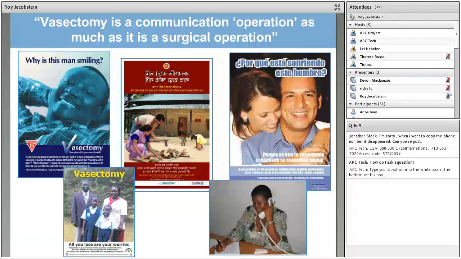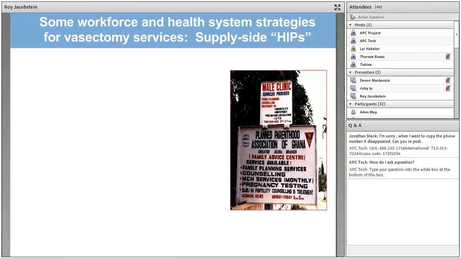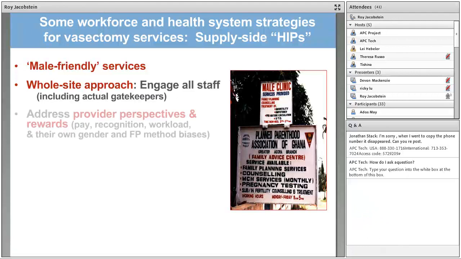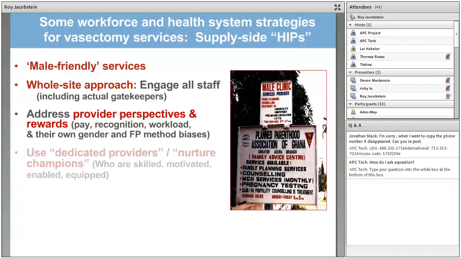I believe that the main focus needs to be on demand, but of course holistic programming is important. So when we do think about supply side aspects of vasectomy, it's important that we have male-friendly services, not unlike youth-friendly services for youth. It's important to have a whole site approach where the whole staff of the facility understands and supports vasectomy, and that includes the gatekeepers who sometimes can misunderstand the situation and send clients away. We want to adjust provider perspectives and rewards, their pay, giving them recognition, paying attention to their workload, and then, if need be, addressing their own gender and method biases.